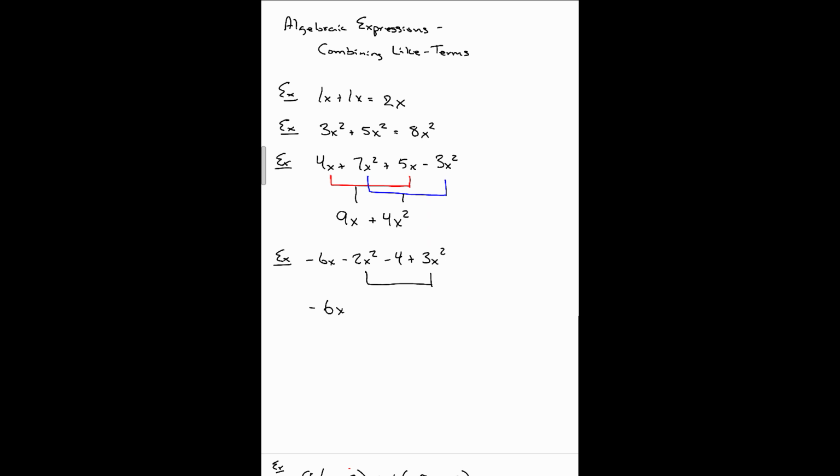So that negative 6x comes on down. A negative 2x squared plus 3x squared gets you a positive 1x squared. And then that minus 4 comes on down for the ride. Okay, so to clean this up, that would be negative 6x plus 1 times x squared is just x squared, so you can really just drop the 1, and then you have minus 4. And that would be your final answer. That would be your simplified algebraic expression.